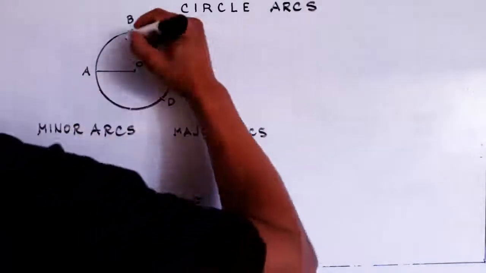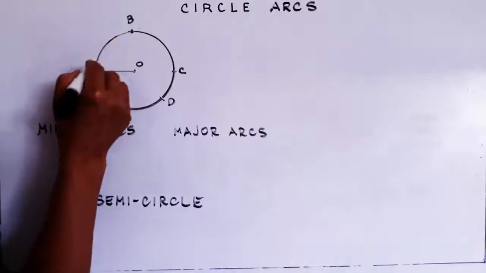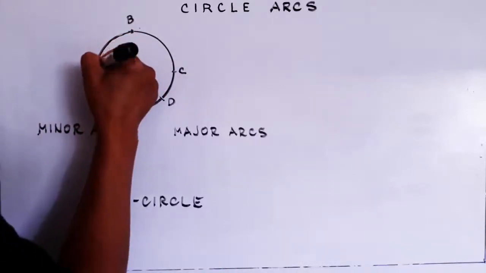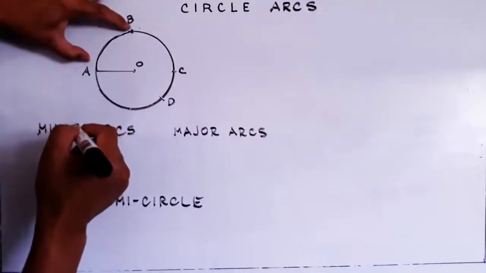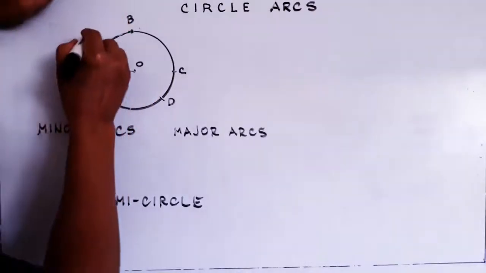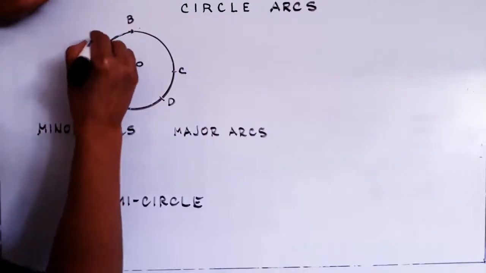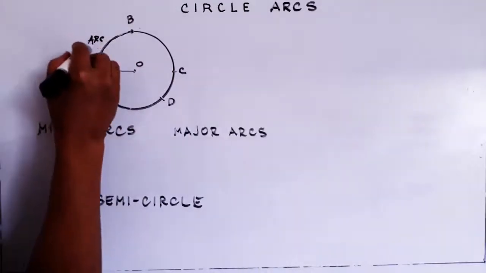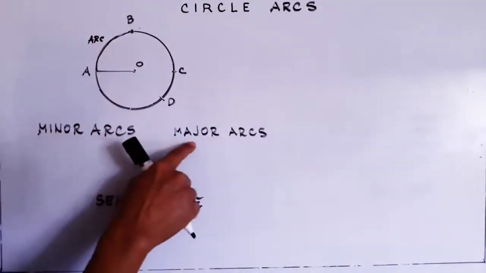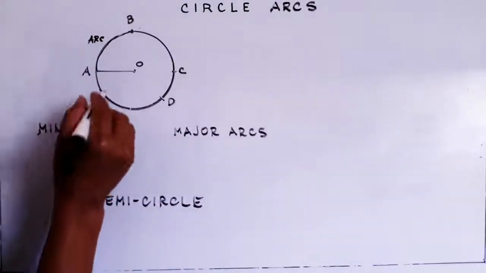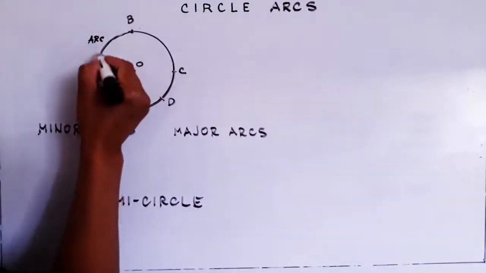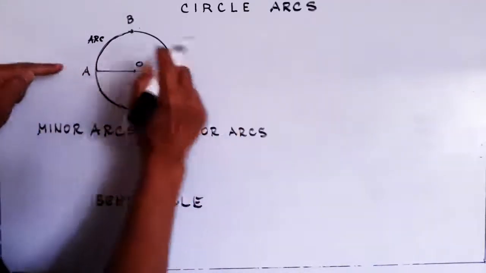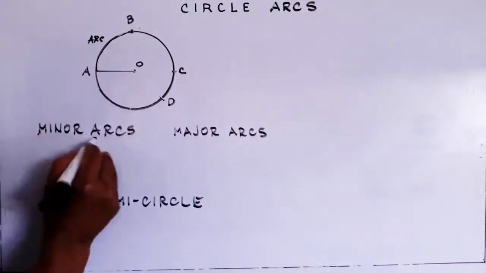So, for example, the arc from A to B, or the arc from B to A. This length from A to B is called an arc, because that one is not straight. That arc is either minor or major. Of course, the semicircle is different. So what do we call this one? Because it is smaller than half of the circle, we call that a minor arc.